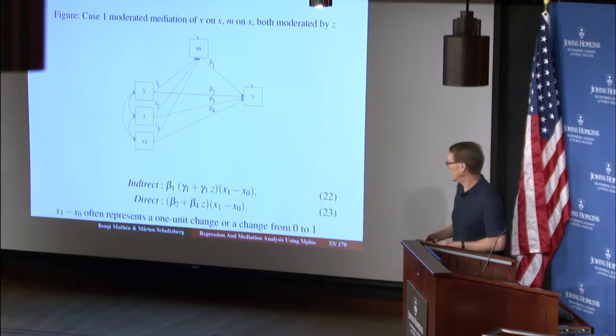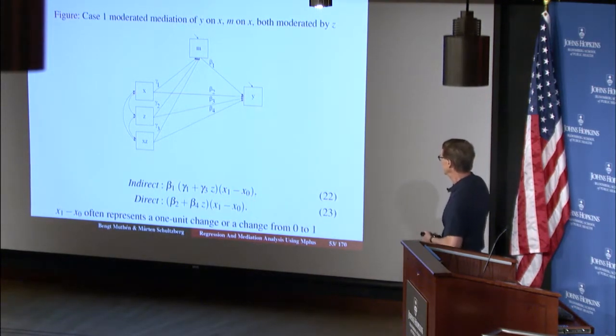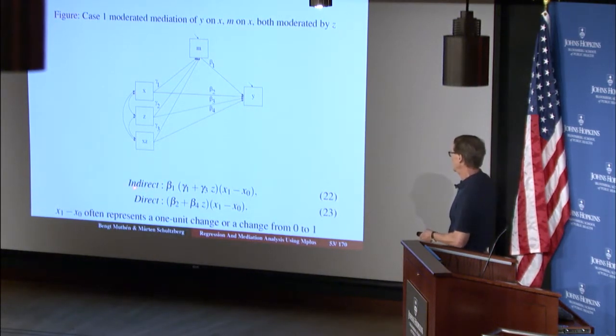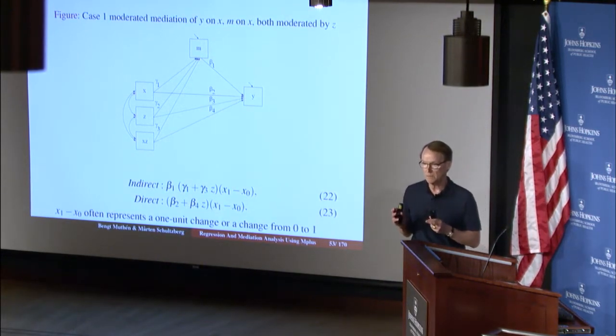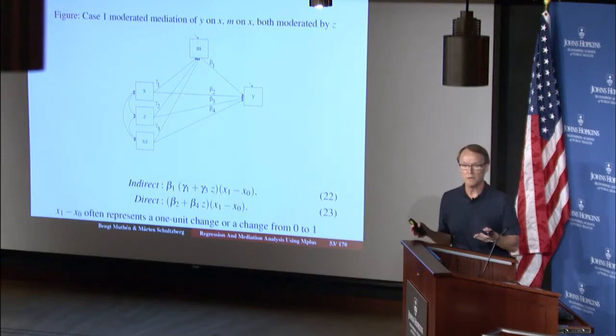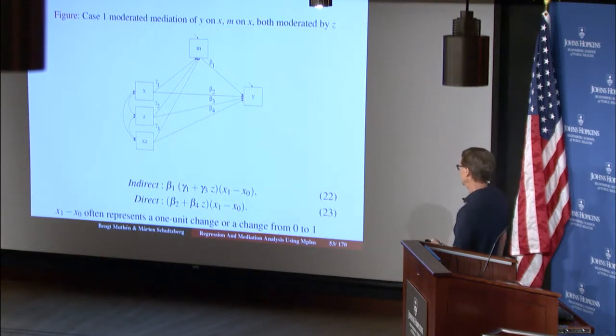Well, for two reasons. One is if x is continuous, we usually consider a 1 standard deviation change in x when we talk about an indirect effect. So x1 minus x0 is 1. So for one standard deviation, say, increase in x, how big is the indirect effect? Or in treatment control studies, x1 is 1 and x0 is 0. So that also comes out to be 1. But we're going to see that working with x1 and x0 explicitly makes it possible for us to come up with more general indirect or direct formulas for new types of applications.